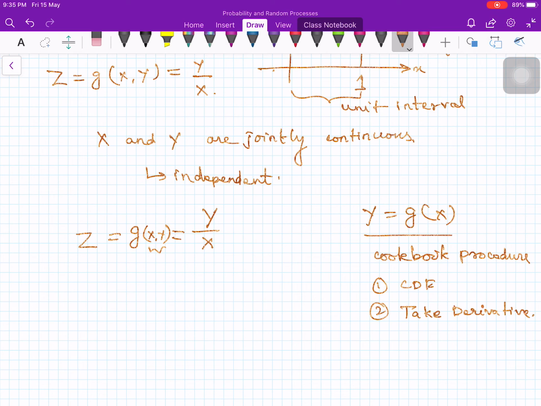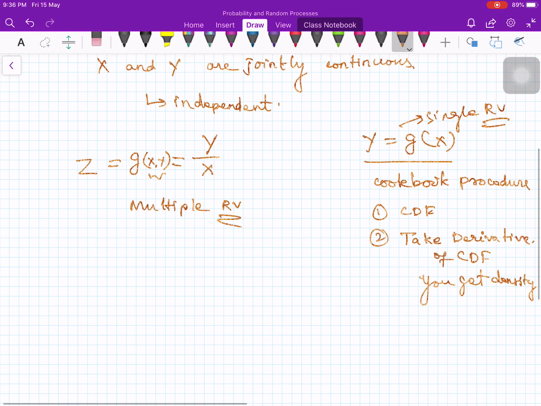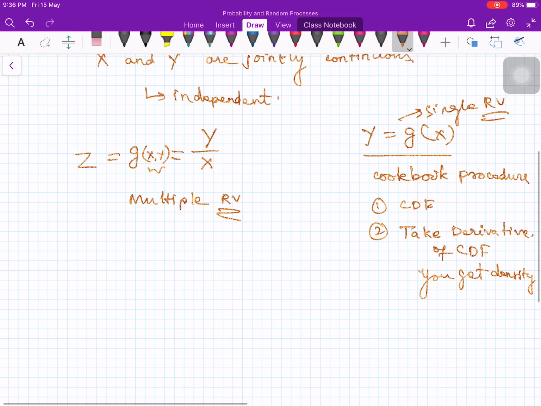So the cookbook procedure that we used for the single random variable case also applies to the case where you have a function of multiple random variables. Same cookbook procedure, we can use it for multiple random variables. Now we know the cookbook procedure, and the first step is to find the cumulative distribution function of the random variable of interest, and then take the derivative in order to find the density. That's it. Once you take the derivative of the CDF, then you get the density of the random variable of interest.